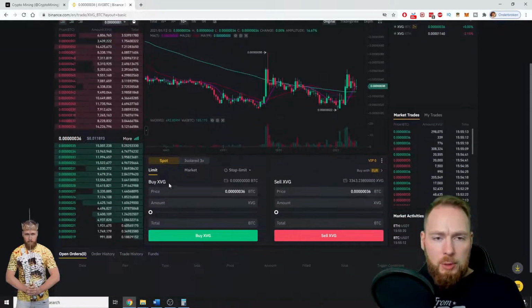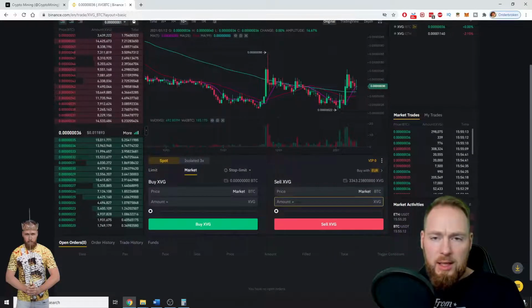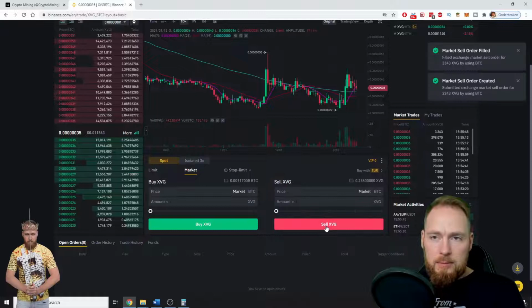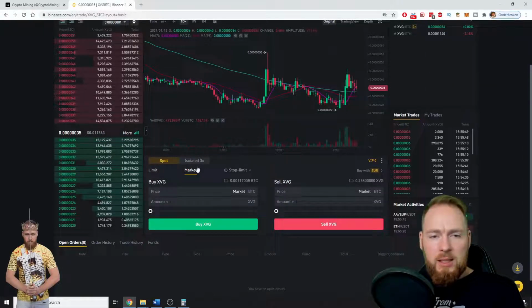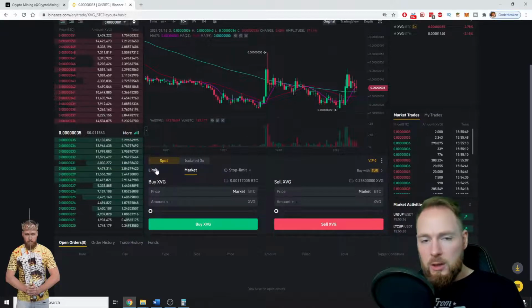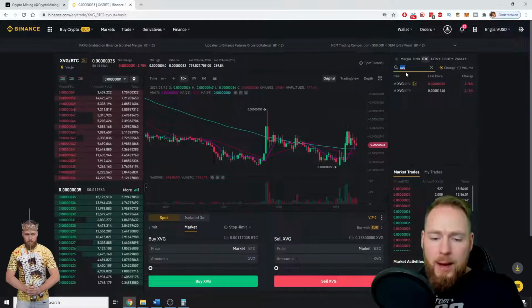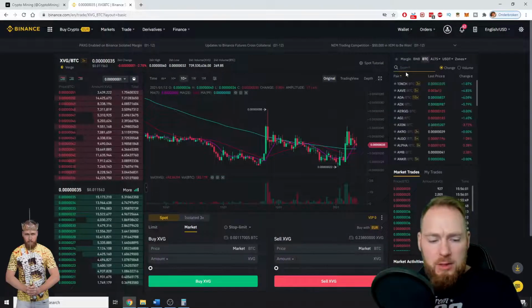All right, you can put a limit price, market price, or stop limit. I'm gonna sell at market price. That's the fastest. I'm gonna sell everything. So 3,342 at market price, and then sell. It's immediately filled with market. If you put a limit, if you want to sell higher, it will be executed when the price is reached. So now I have Bitcoins.